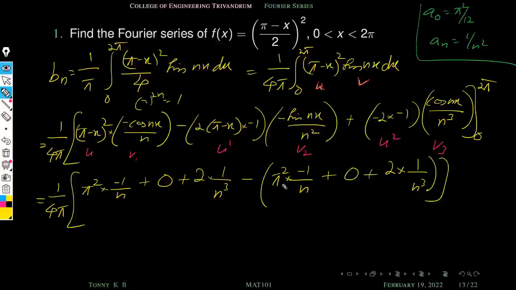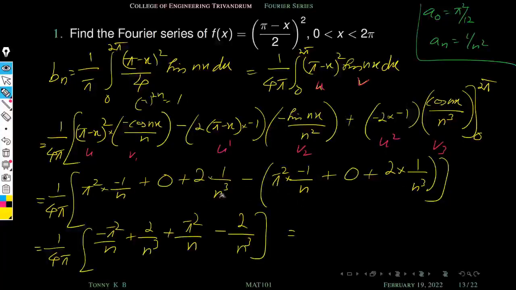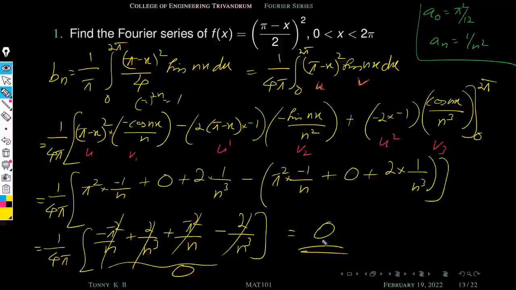Next we have to simplify. So this is minus pi squared by n, and this is 2 by n cube, and this is minus into minus plus, so pi squared by n, and this is minus into plus minus 2 by n cube. So you can cancel everything, so this becomes 0. So all the vn's are 0.